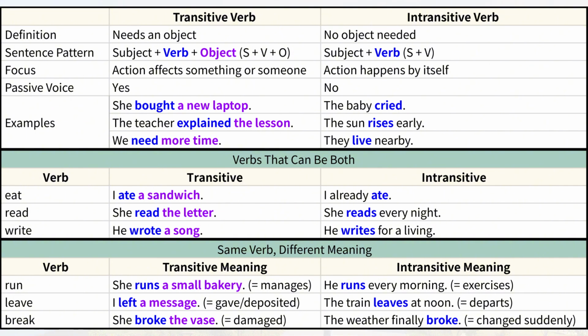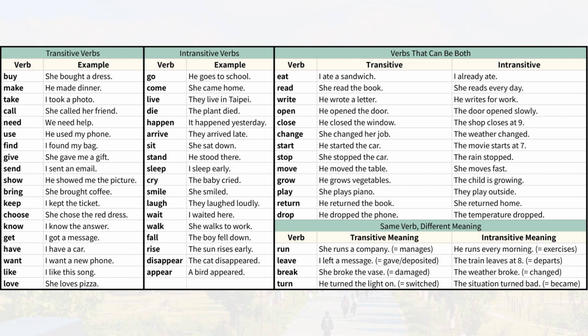That's the full explanation of transitive and intransitive verbs. Transitive verbs, intransitive verbs, and verbs that can be both. Now let's go through the table step by step. First, we start with transitive verbs. Transitive verbs need an object.